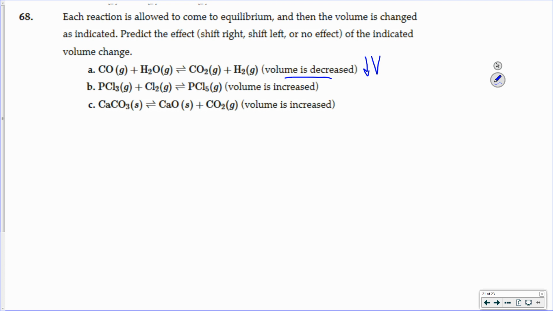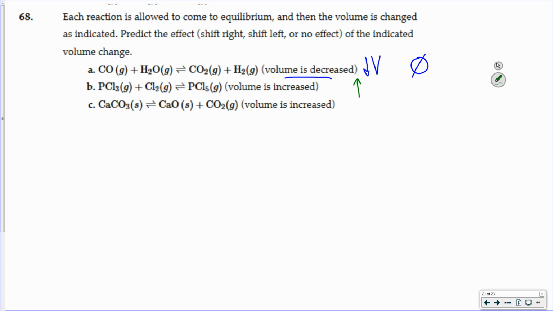Okay, which side has the fewest moles? They're the same. So if they're the same number of moles, what happens? No change. Yep. All right, so on the second one, it says the volume's increased.